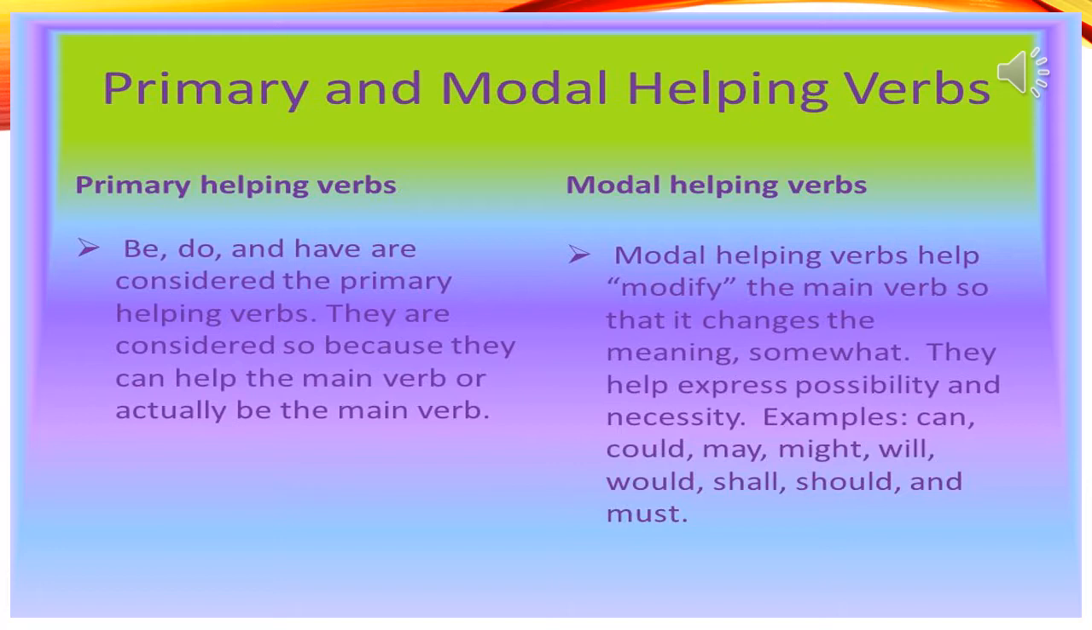In modal auxiliary verbs or modal helping verbs, they help or modify the main verb so that it changes the meaning somewhat. They help express possibility and necessity. Examples: can, could, may, might, will, would, shall, should, and must. Or they can create some moods. So we are calling them modal helping verbs or modal auxiliary verbs.